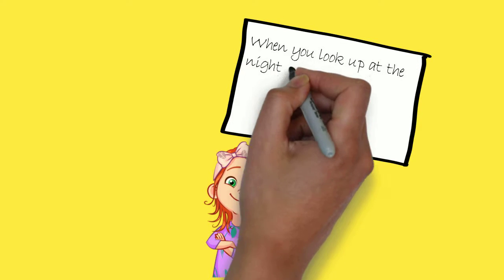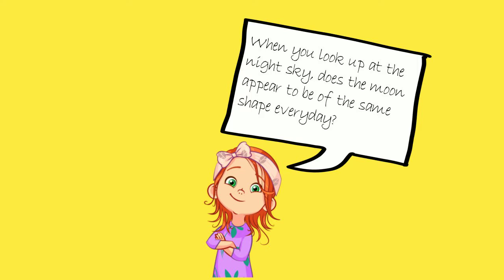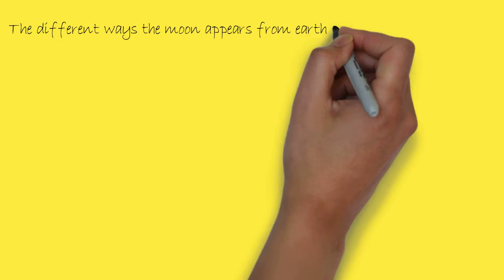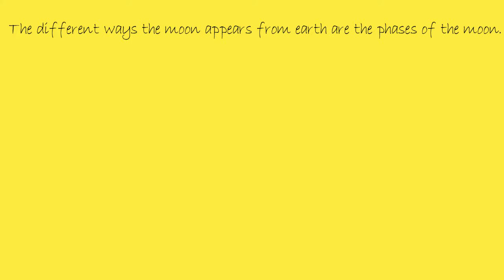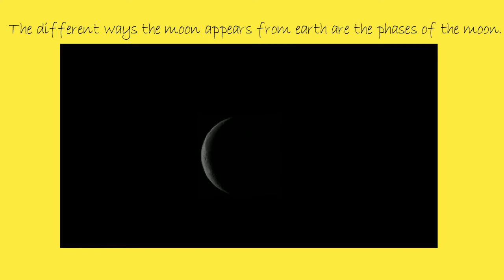When you look up at the night sky, does the moon appear to be of the same shape every day? No, the moon appears in different shapes over the month. These shapes represent the phases of the moon. Let us discuss more concepts related to the phases of the moon.